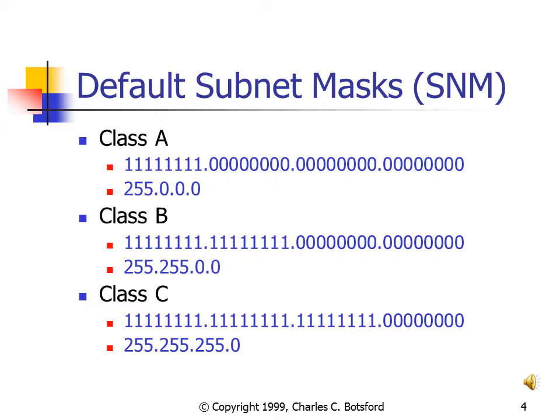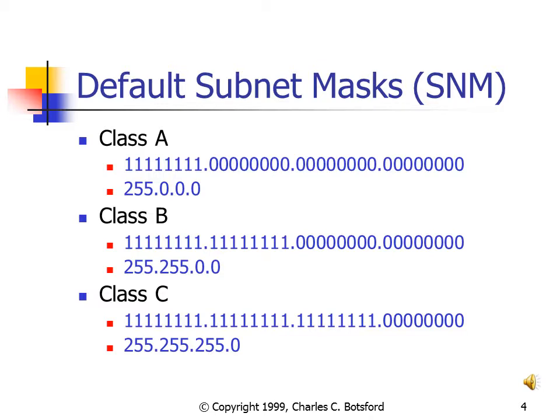So, in conclusion, the Class A default subnet mask is 255.0.0.0. Class B default subnet mask is 255.255.0.0. And Class C is 255.255.255.0. These default subnet masks are the basis that we'll use for creating custom subnet masks in the next section.